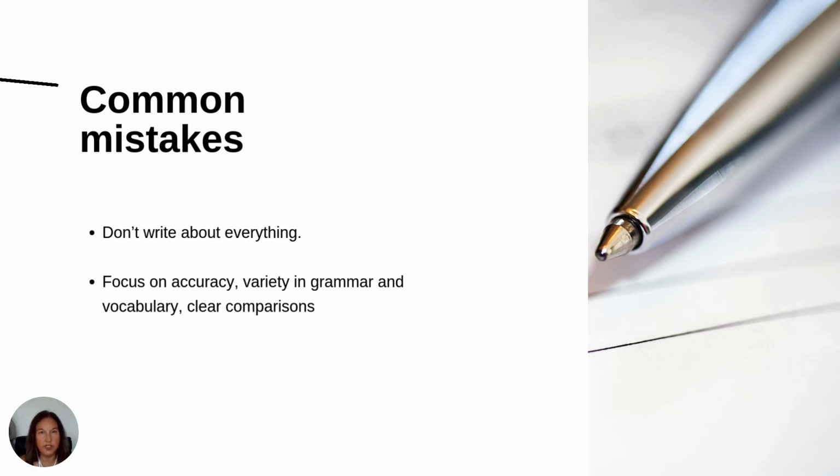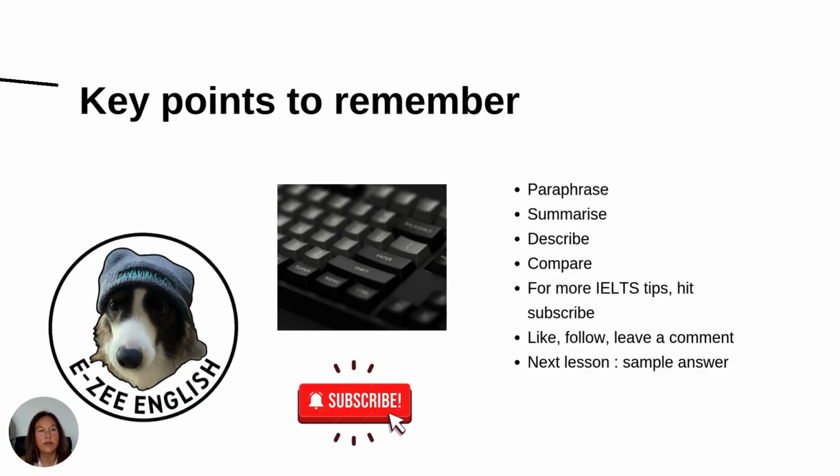Two major pitfalls to avoid. First, don't try to write about every tiny detail. You'll run out of time. Second, don't just list things. Focus on accuracy and using a variety of grammar. Comparisons are what will get you the high marks. To wrap up, paraphrase the intro, summarize in the very important overview, describe using directions, locations, and compare the 2 time periods. If you follow this system, you are well on your way to success.